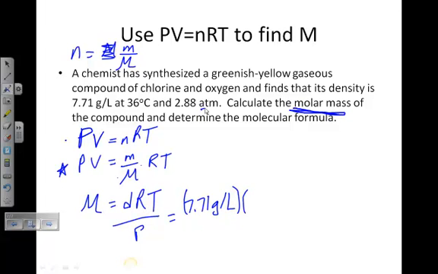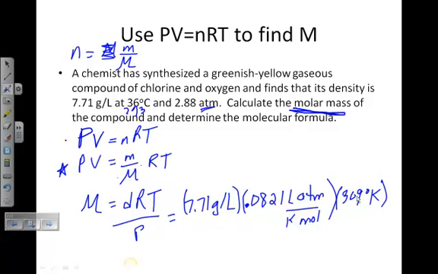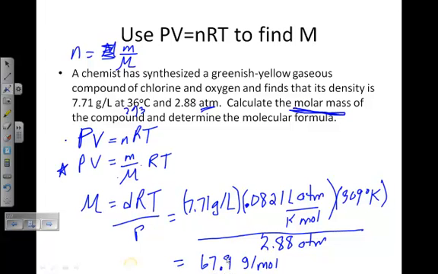We see the atmospheres here. That instructs us to use this particular R. And then the T is 36, so that would be 309 degrees. And the denominator is 2.88 atmospheres pressure. And if you go about canceling all the units, you will see that you'll end up with grams per mole. That is not canceled. It ends up being 67.9 grams per mole.